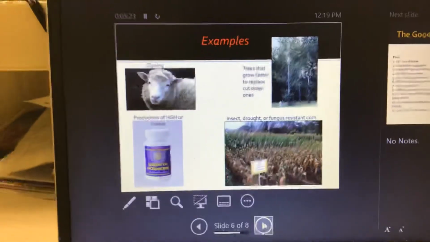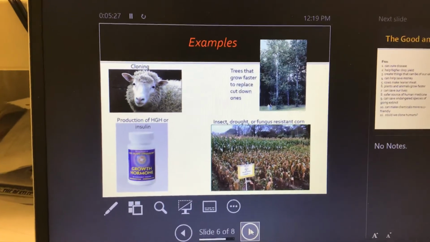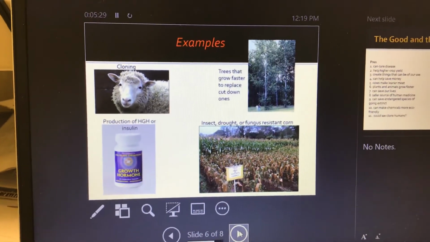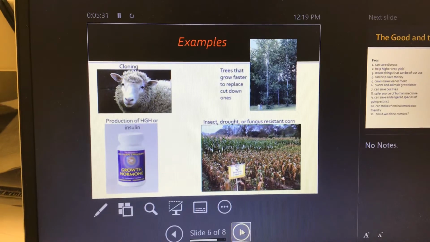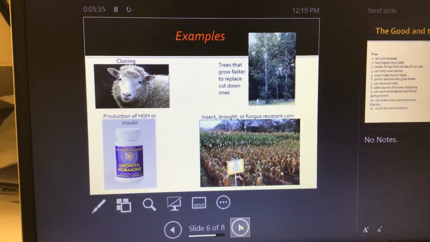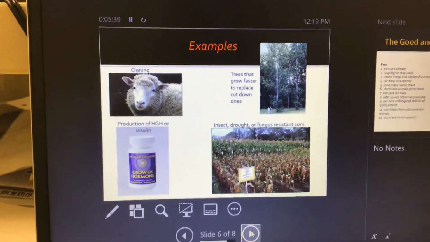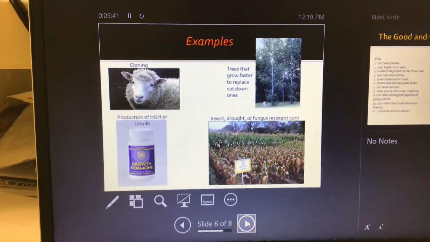You can get glow-in-the-dark fish that are genetically engineered. They took the glowing protein out of a jellyfish and put it in a fish, a goldfish, and you can have glow-in-the-dark like nightlight fish. So there are a lot of examples of genetic engineering.